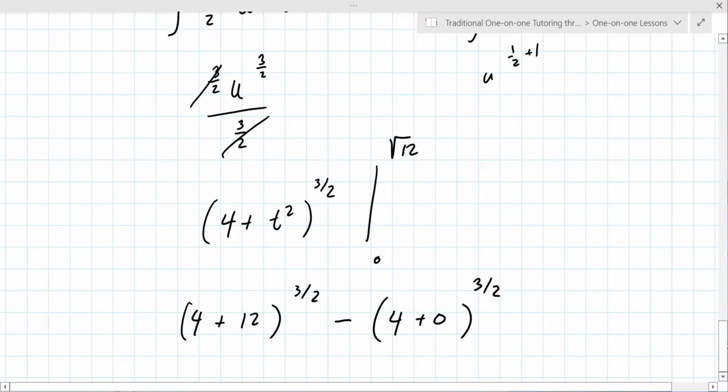Any questions on that? Nope. All right. So I don't really understand the next question. WebWork questions are readily available online, so I'm going to look up and see what it's actually asking for. Okay. It's talking about re-parameterizing the curve.